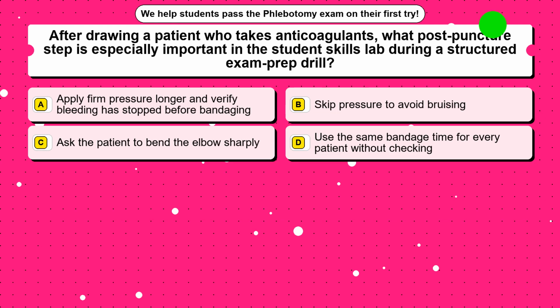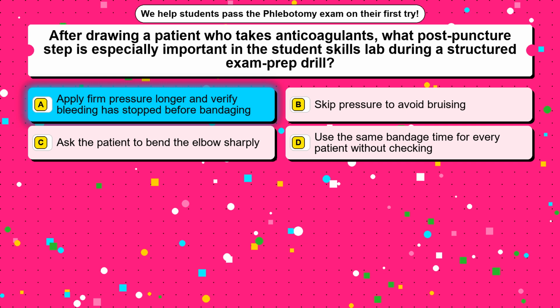Question 37. After drawing a patient who takes anticoagulants, what post-puncture step is especially important in the student skills lab during a structured exam prep drill? Option A, apply firm pressure longer and verify bleeding has stopped before bandaging. Option B, skip pressure to avoid bruising. Option C, ask the patient to bend the elbow sharply. Option D, use the same bandage time for every patient without checking.